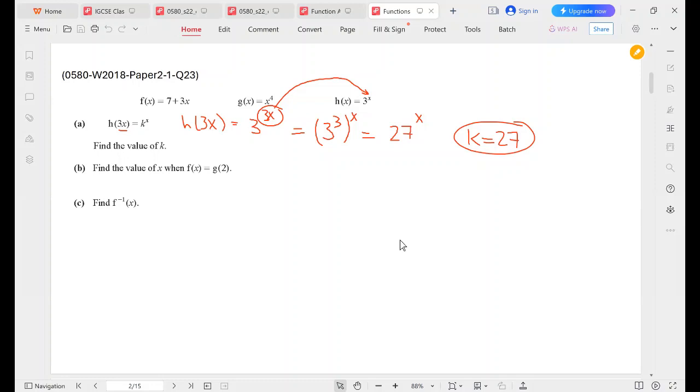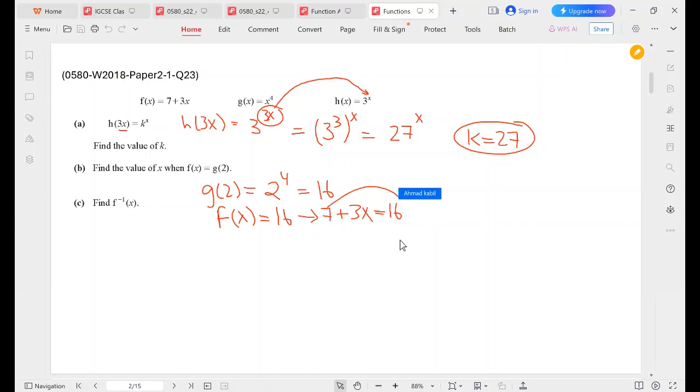In B, we are required to find the value of x when f of x equals g of 2. So first, let's find g of 2. g of 2 equals 2 to the power of 4, which is equal to 16. So f of x equals 16. And f of x is 7 plus 3x. So 7 plus 3x equals 16. We want to find the value of x.